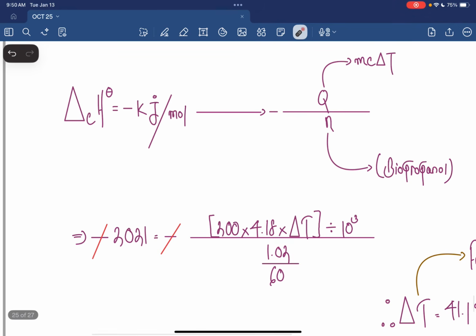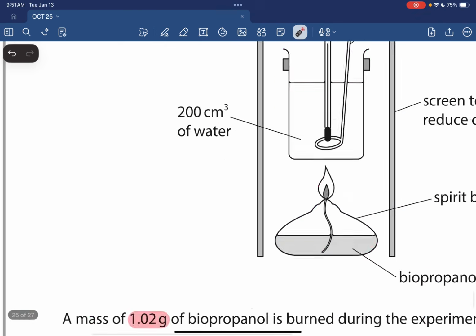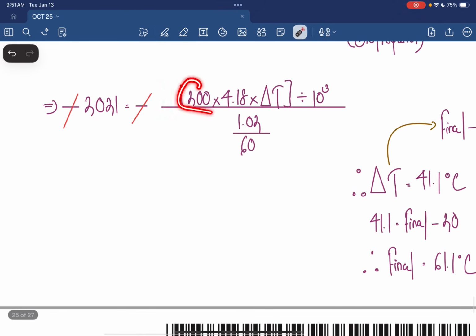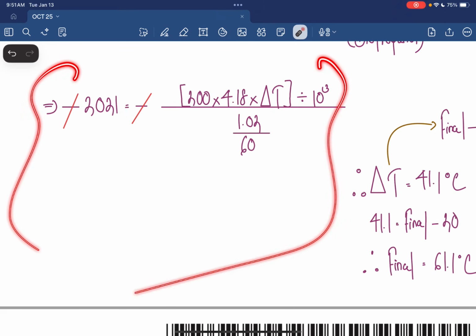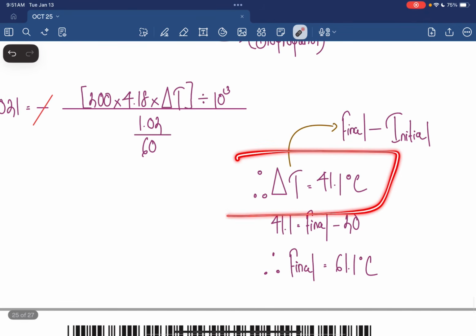Now the thing is that the answer that you would get over here should be in joules. But delta H, see, delta H is in kilojoules. So you should be dividing this answer by 1000. And you make delta T the subject. If you make delta T the subject, you will resolve this equation, and you would get a value of this.